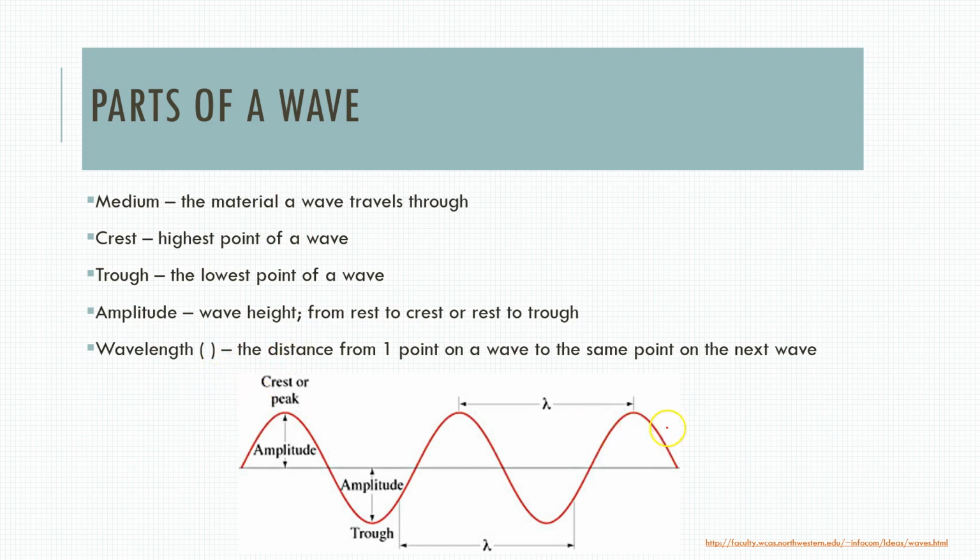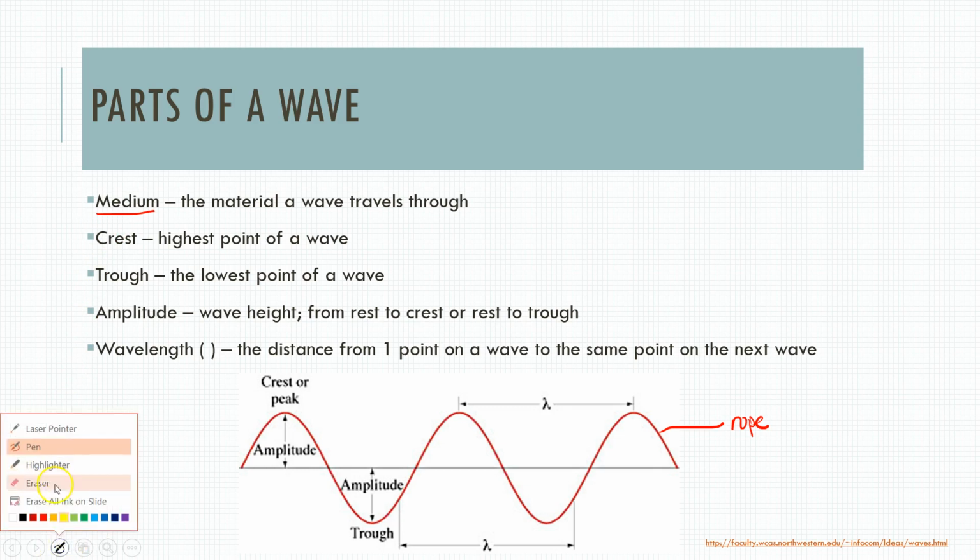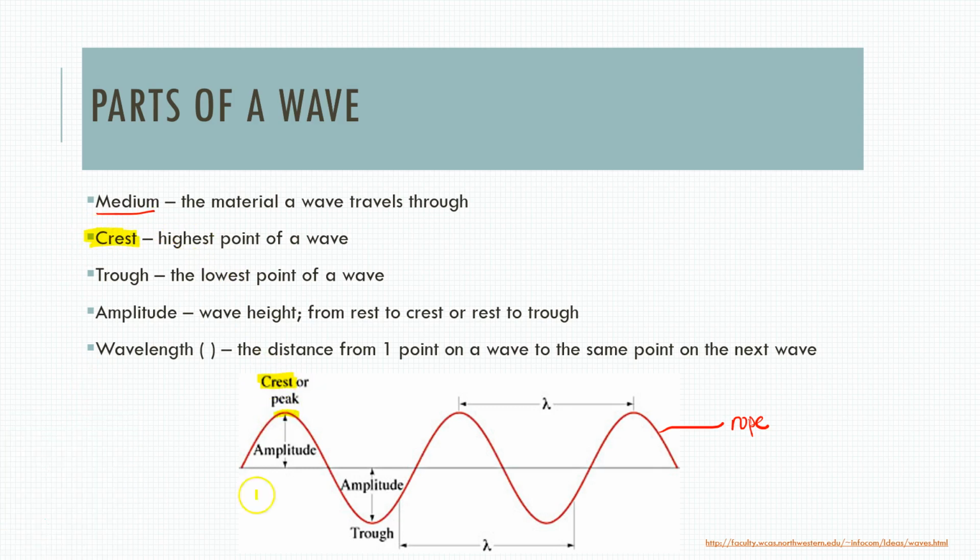In this particular case, if we pretend that this here is a rope, then that would be our medium. The crest is the highest point of a wave. So I wanted to switch to a highlighter and not a pen. I'll never find that color again. I have trouble seeing it. So the crest right here. Crest right here. This part of the wave, it's the highest point.